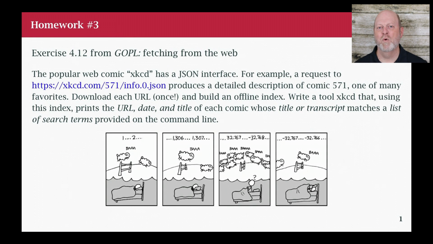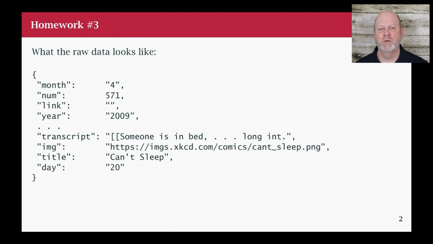Okay, so the problem I want to work on is exercise 4.12 out of the Go programming language book. And the exercise is about going out to a website, getting some JSON, and then processing it. We're actually going to search through it. Okay, so the XKCD cartoon website has a REST API to get metadata about the cartoons, the title, a transcript, the date, and the URL, for example, to the actual cartoon graphic. And it produces data that looks like this. Right, we're going to get some REST data that has the sorts of things I just described in it.